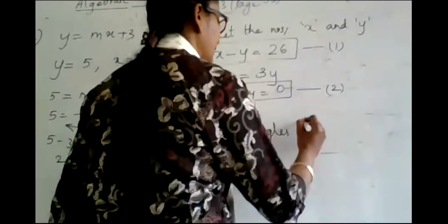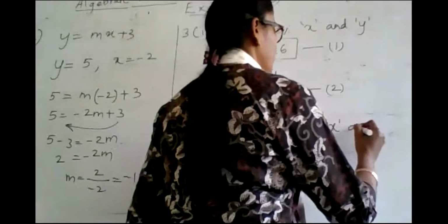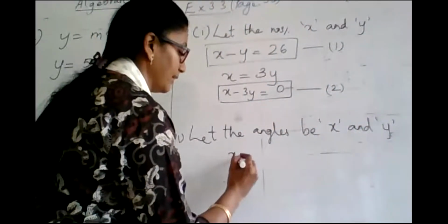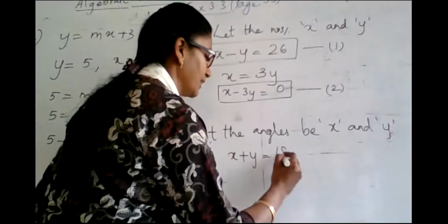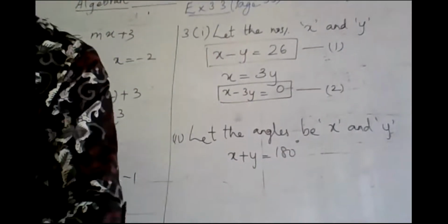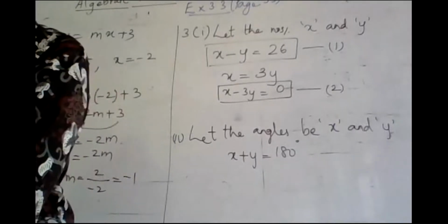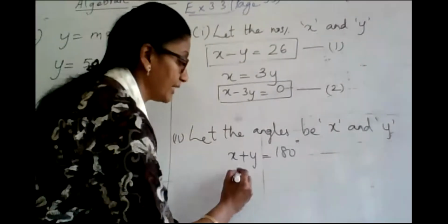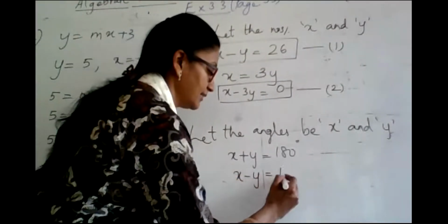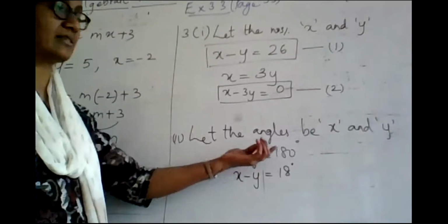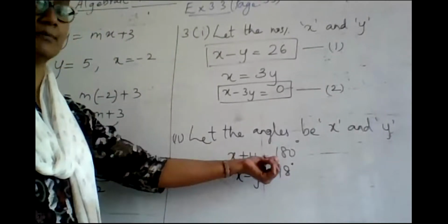Because we have two angles, we will let the angles be x and y. Because it is said they are supplementary, the first equation is very simple: x plus y becomes 180 degrees. That's the first information. It is told that the two angles are supplementary, so x plus y will become 180.